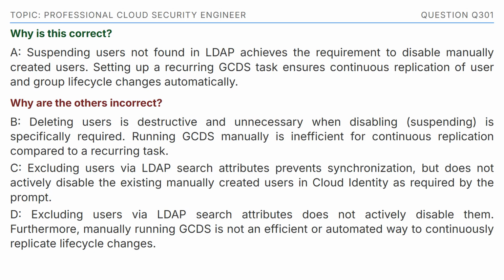Why are the others incorrect? B. Deleting users is destructive and unnecessary when disabling, suspending, is specifically required. Running GCDS manually is inefficient for continuous replication compared to a recurring task. C. Excluding users via LDAP search attributes prevents synchronization, but does not actively disable the existing manually created users in Cloud Identity as required by the prompt. D. Excluding users via LDAP search attributes does not actively disable them. Furthermore, manually running GCDS is not an efficient or automated way to continuously replicate lifecycle changes.